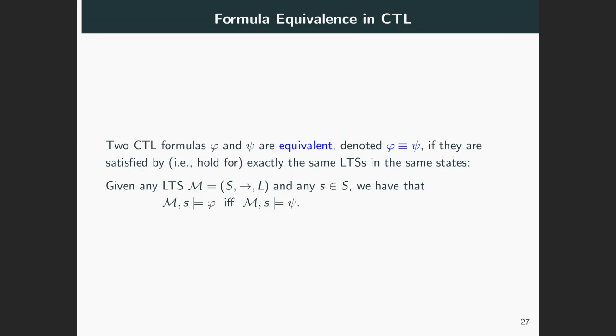Remember that we had also defined formula equivalence for LTL, but we did that referring to satisfaction by individual sequences rather than LTSs, and later showed that the property extends to LTSs as well. Here, for CTL, we of course must use LTSs directly, since the CTL semantics is defined directly on such structures.